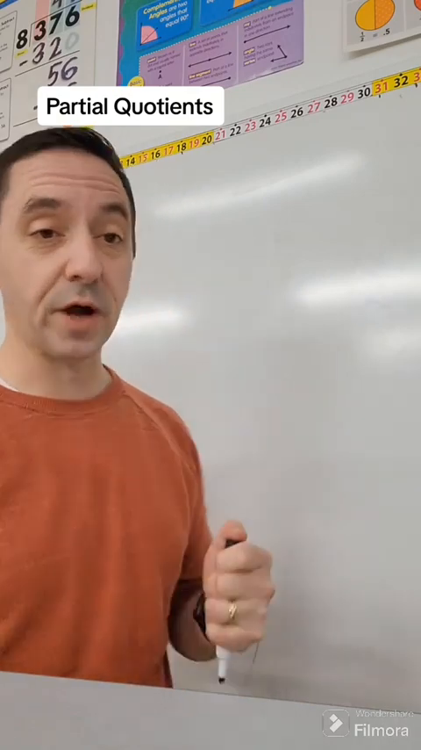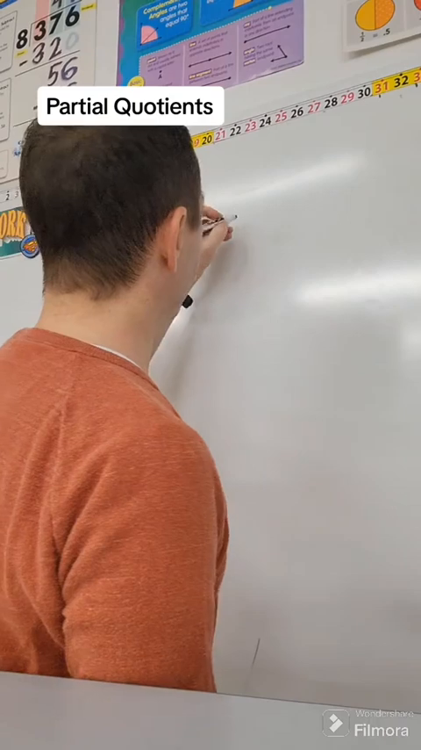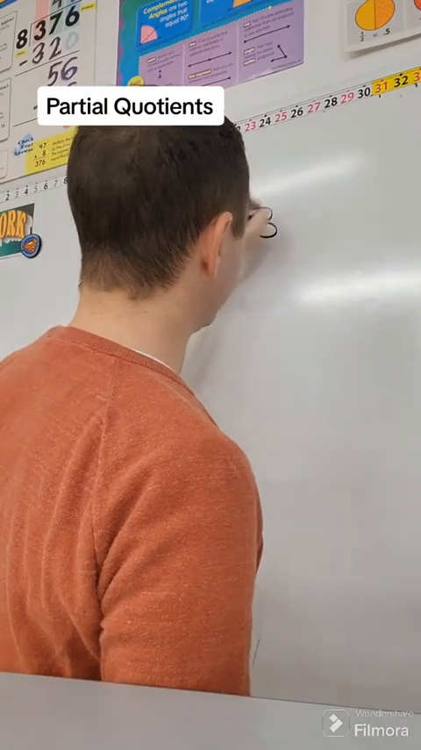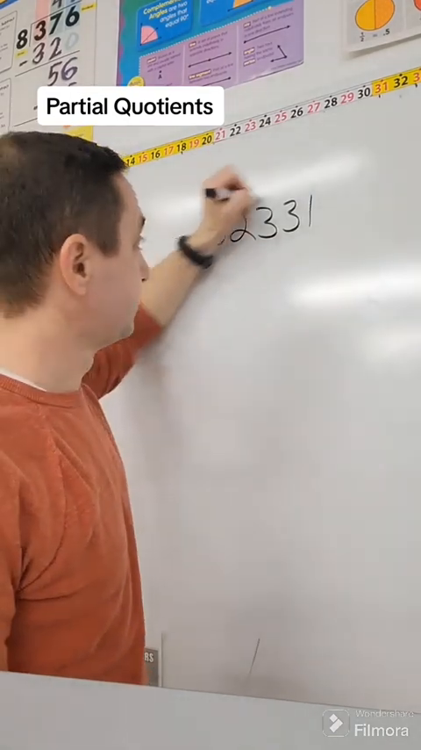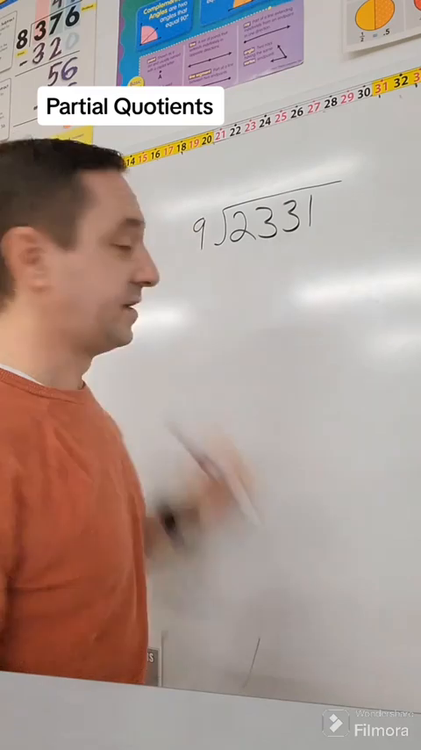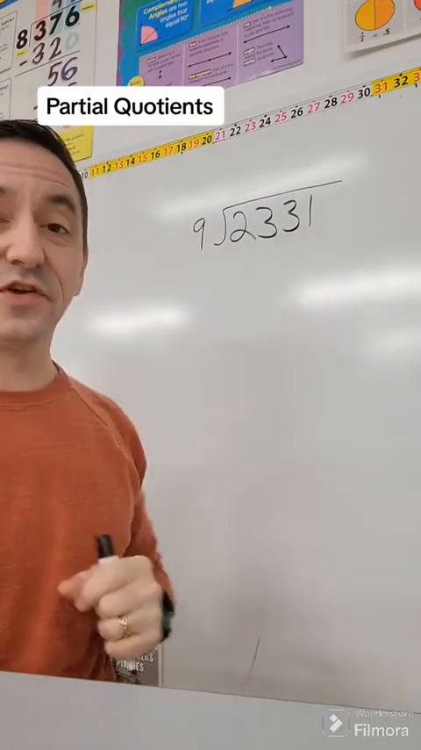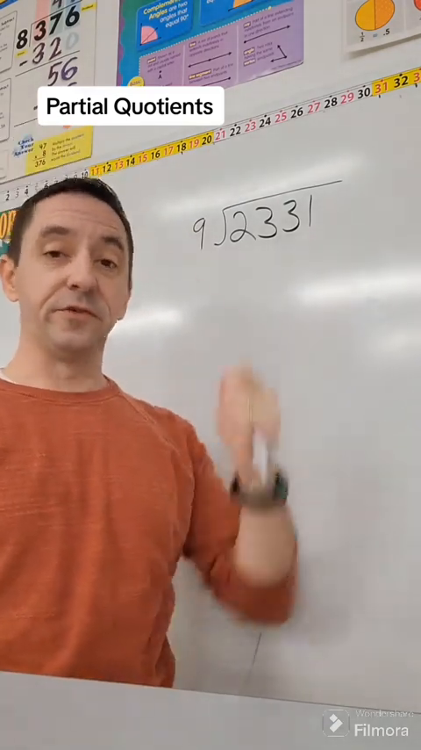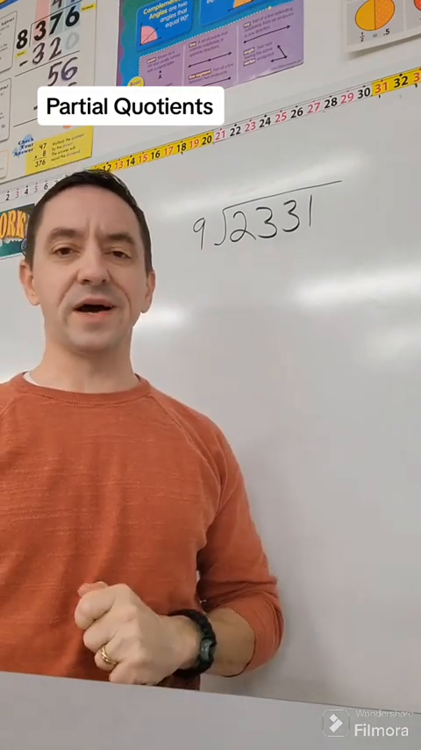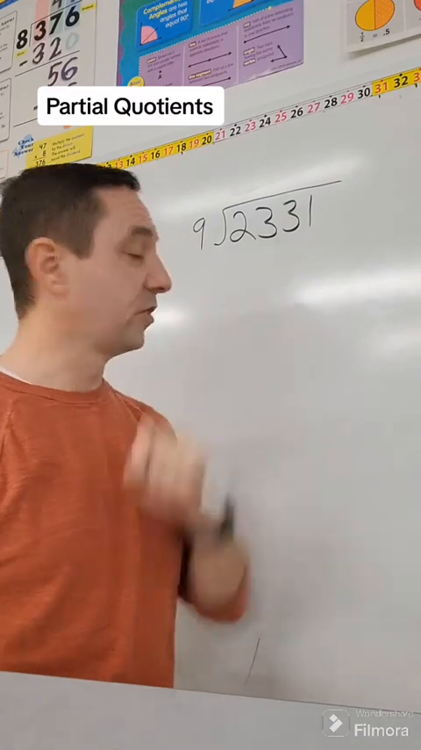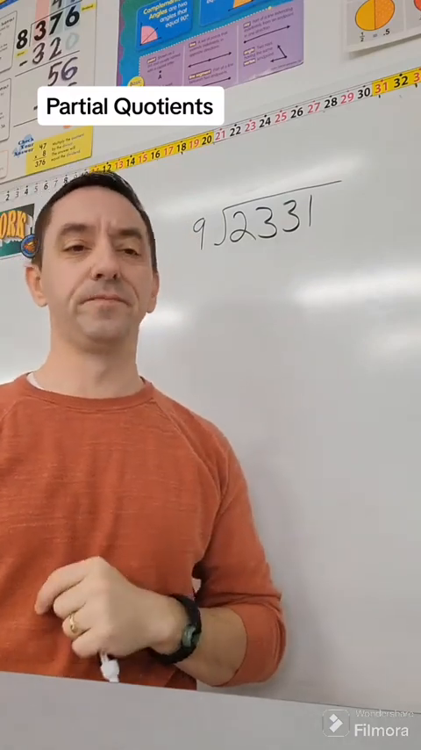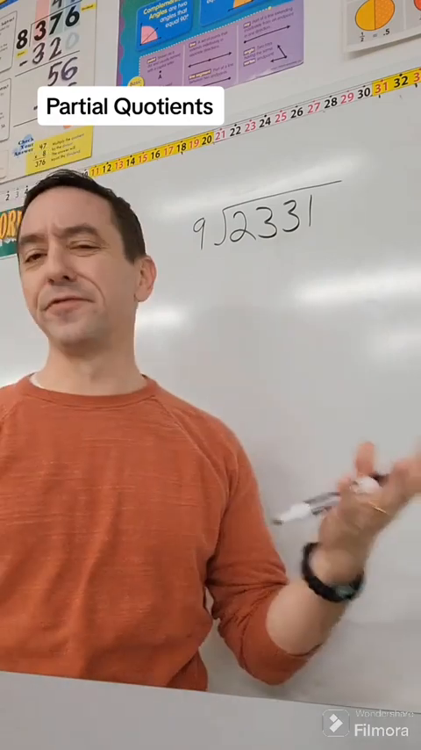Today we're going to be working with the problem 2,331. And I'm going to take it and divide it by 9. Now, right off the bat, I'm looking, wow, that is a huge number. What am I going to do? Well, I'm going to think about what I know about the power of 10. And the first thing I'm going to say is, okay, it's a bigger number, so I'm not going to use 9 times 1. I know 9 times 5 is 45.